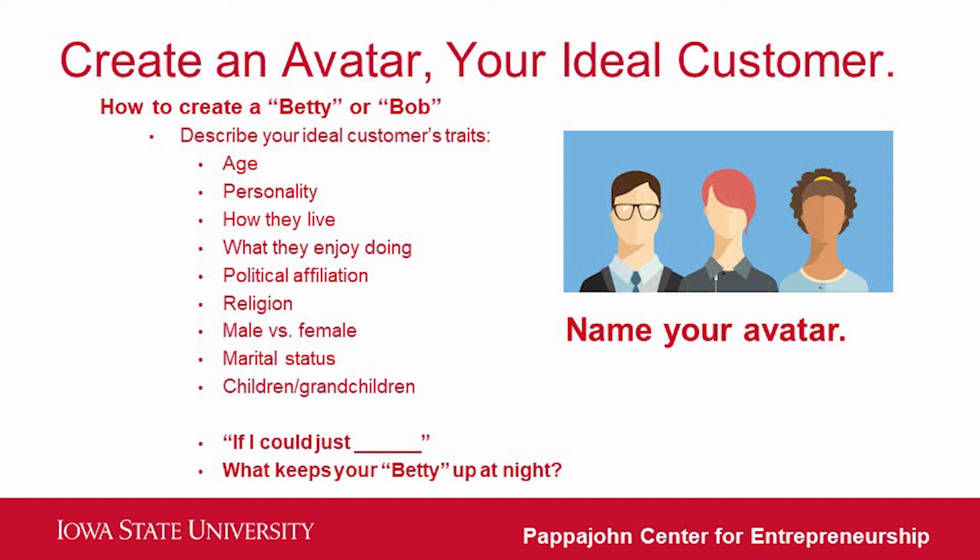The easier part here is the demographics. I think these are questions that a lot of people can quickly go through. So what is their age? What's the personality of that person? How do they actually live? What's their political affiliation? Do they vote? Are they non-voters? What's their religion, male, female? Are they engaged, recently engaged, or hope to be engaged? Or even if they have children, grandchildren. So those are more of your demographics.